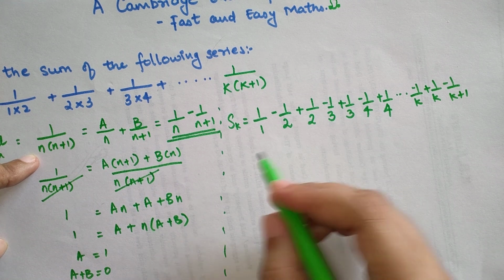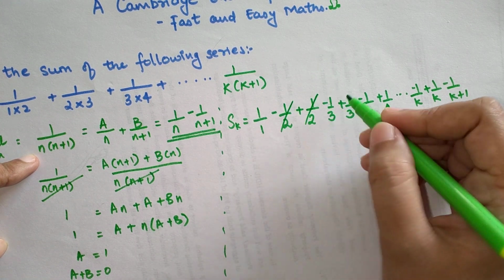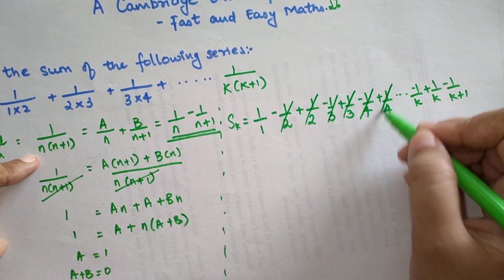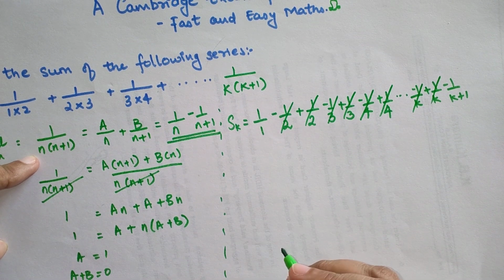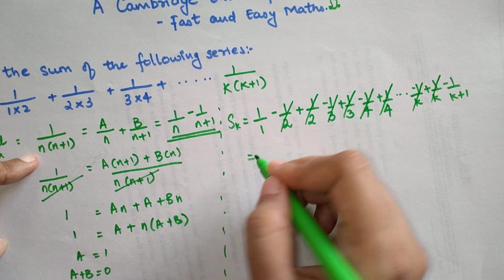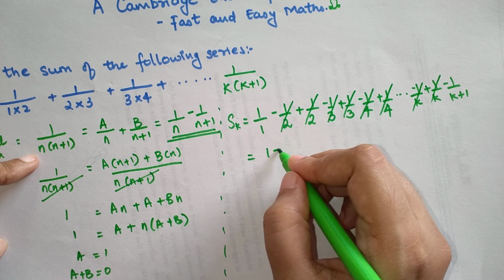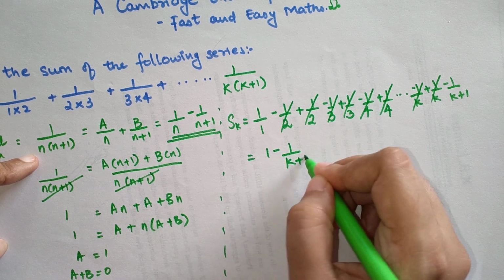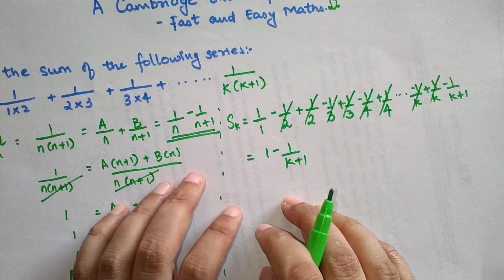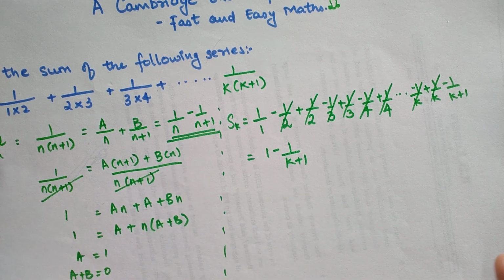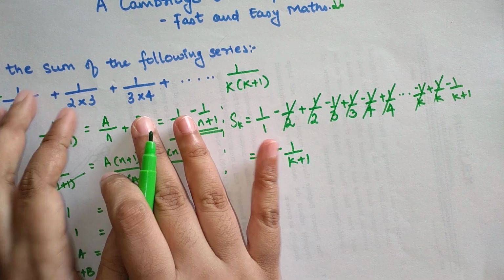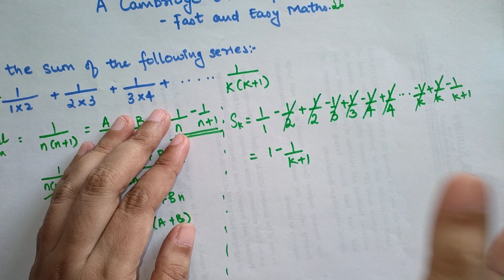Now, if you look closely, a lot of the terms are cancelling. In fact, I can say maximum terms are cancelling each other out. So now I'm just left with 1 upon 1, which can be written as 1, minus 1 upon k plus 1. But that is not the solution which we are looking for. We are looking for the sum which will be towards infinity.